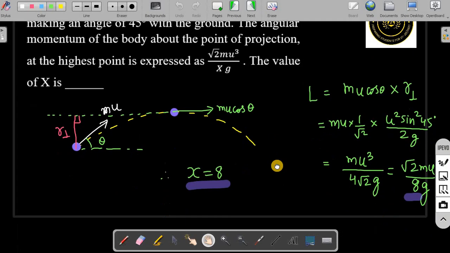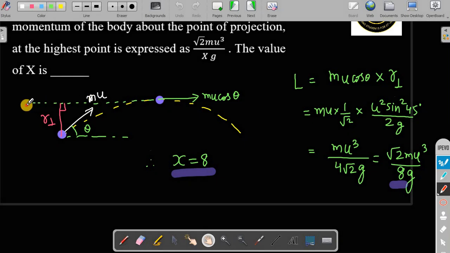For the angular momentum calculation, first of all you draw the line of motion, and then draw a perpendicular on the line of motion. This is r perpendicular, which is nothing but the maximum height. At this point the momentum is only in the horizontal direction, which is mu cos theta. So this momentum into r perpendicular is the angular momentum. So mu cos 45 degrees, substitute the values.